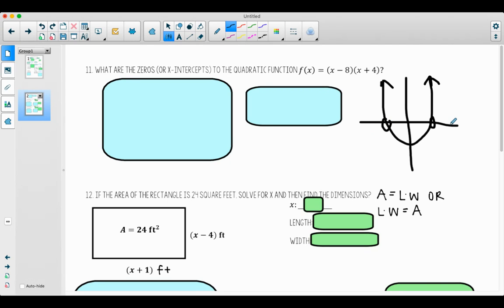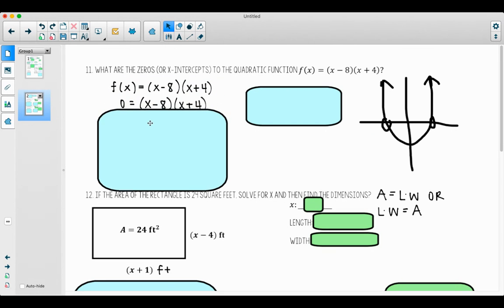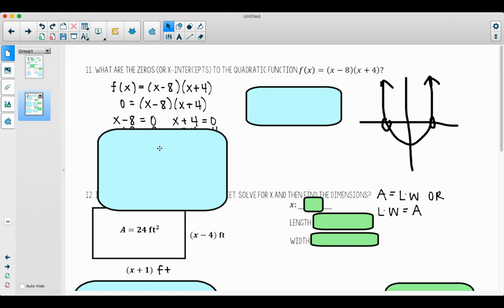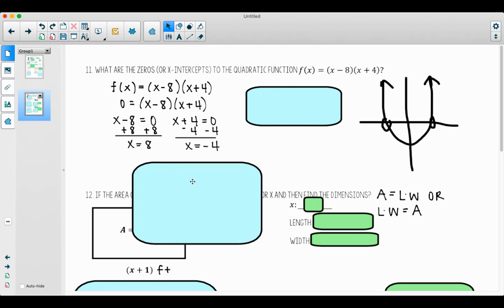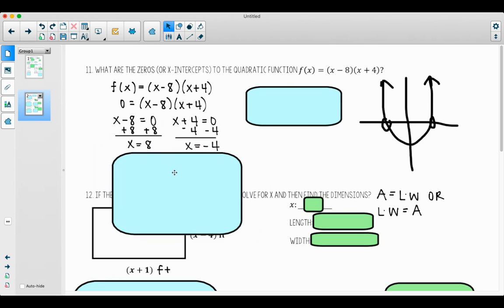So the x-intercept is when the y-coordinate is equal to 0. So I'm going to take the equation that I'm given, and I'm going to set the y-coordinate, or the f of x, equal to 0. I'm now just going to set each factor equal to 0, and I'm going to solve for x. So I get two answers for x. I get x equals 8 and x equals negative 4. Just their opposites.